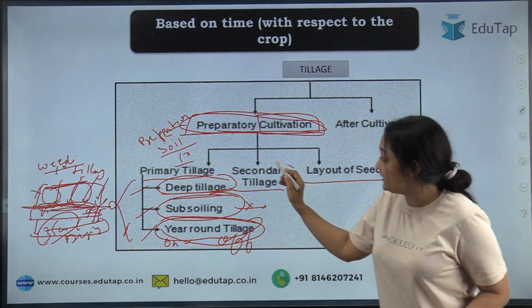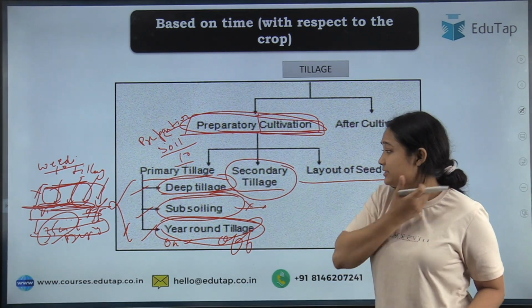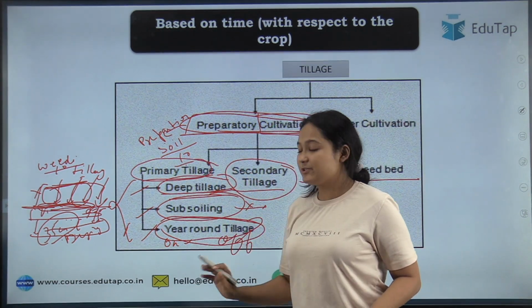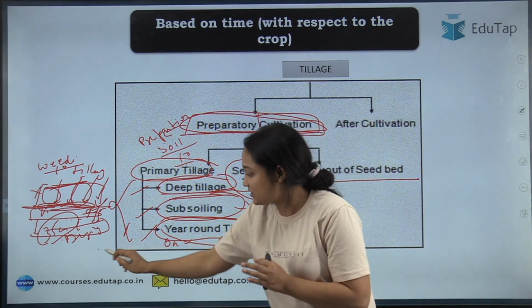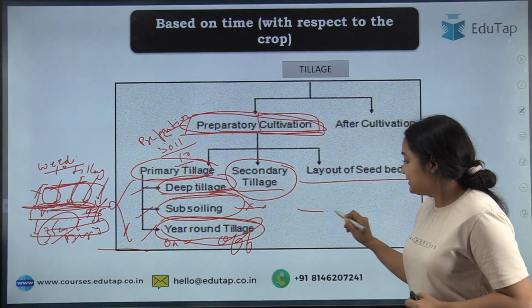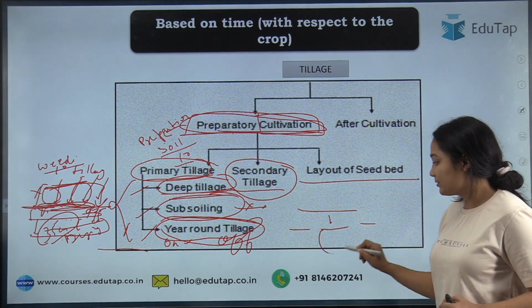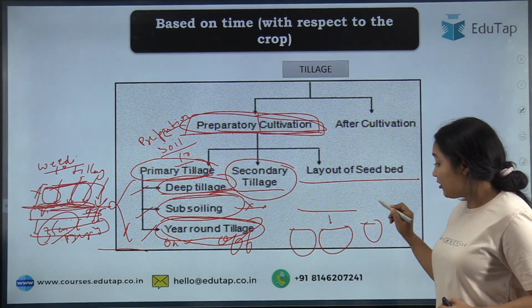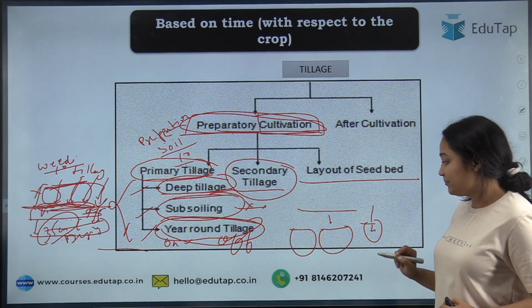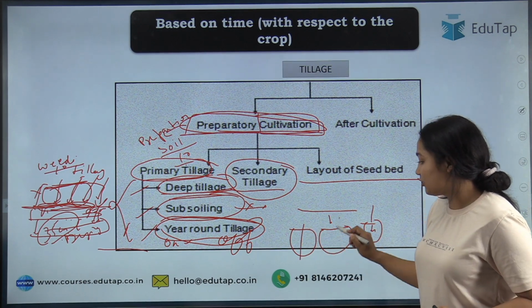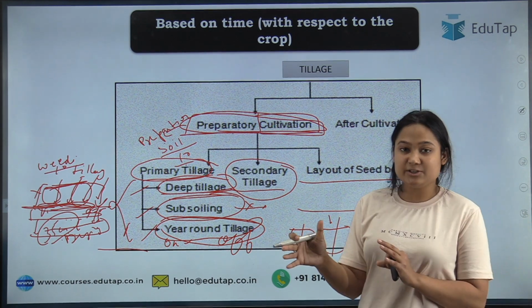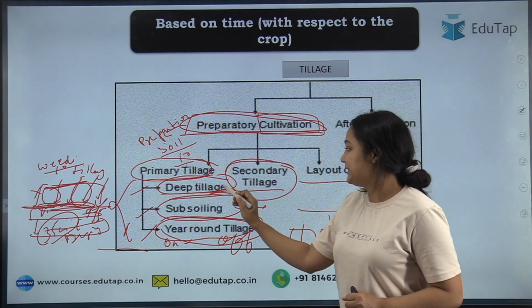Now moving to secondary tillage. See, you have done the primary tillage, okay, you have broken the surface of the soil. Now what will happen? This particular soil will break into some clods, and your plant, of course, will not be able to break these clods. So you need to further break your clods. Okay, you need to pulverize your soil. So that you do by secondary tillage.